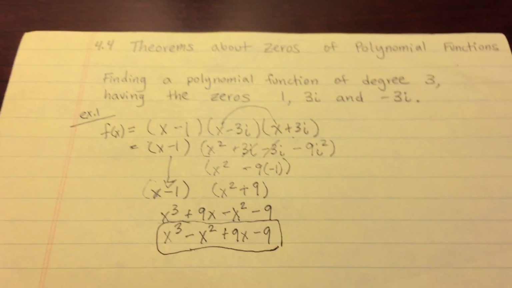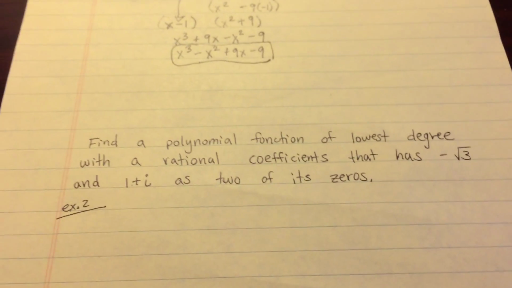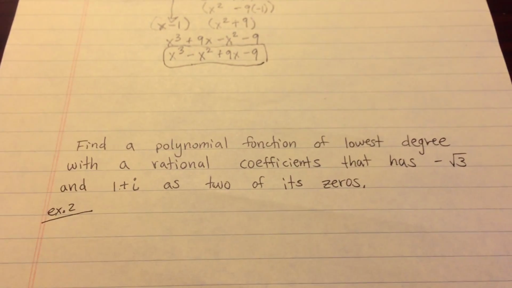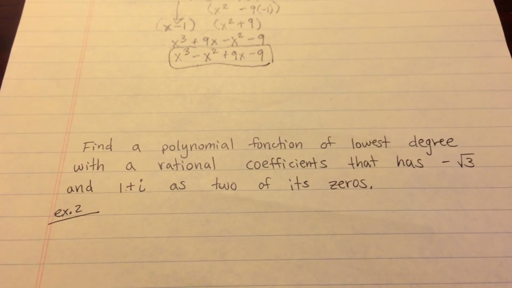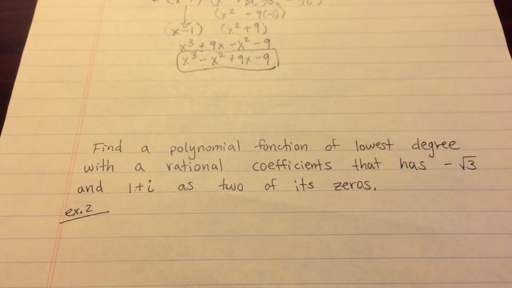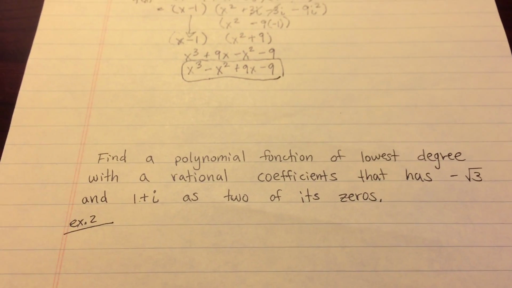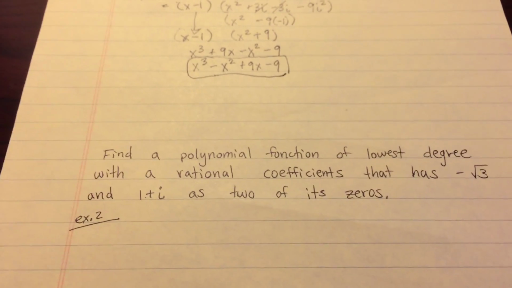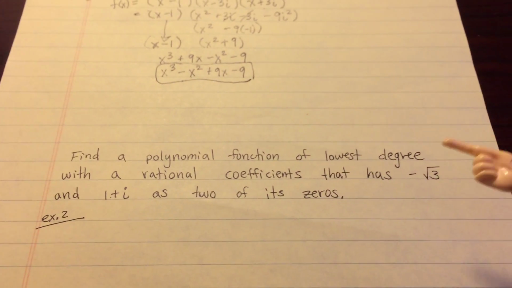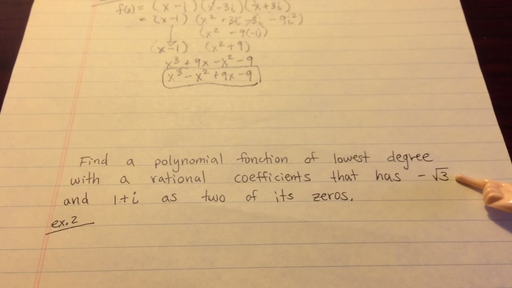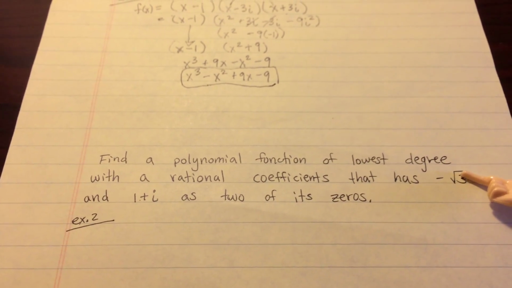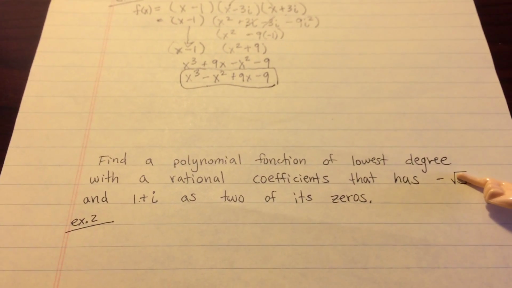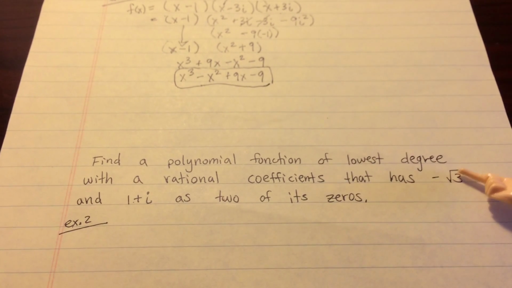Okay, so let's do the same thing for example 2. Find a polynomial function of lowest degree with rational coefficients that has negative square root of 3 and also 1 plus i as two of its zeros. Whenever you have a negative or a positive square root, you want to use the conjugate. Remember, that's the one we talked about way back early in the last chapter.